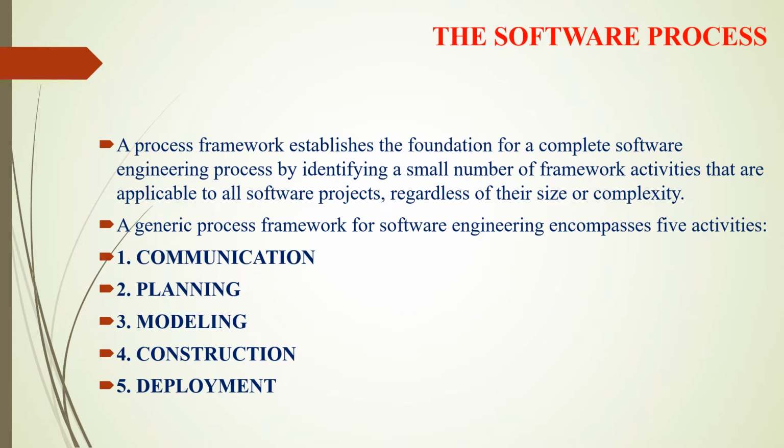These will be used to establish a process framework. A generic process framework for software engineering encompasses five activities. Number 1, communication. Number 2, planning. Number 3, modeling. Number 4, construction. Number 5, deployment. To explain it simply, communication means communicating with all stakeholders before starting the project. To understand the problem of the stakeholders, the software team will discuss with the stakeholders. That is communication.